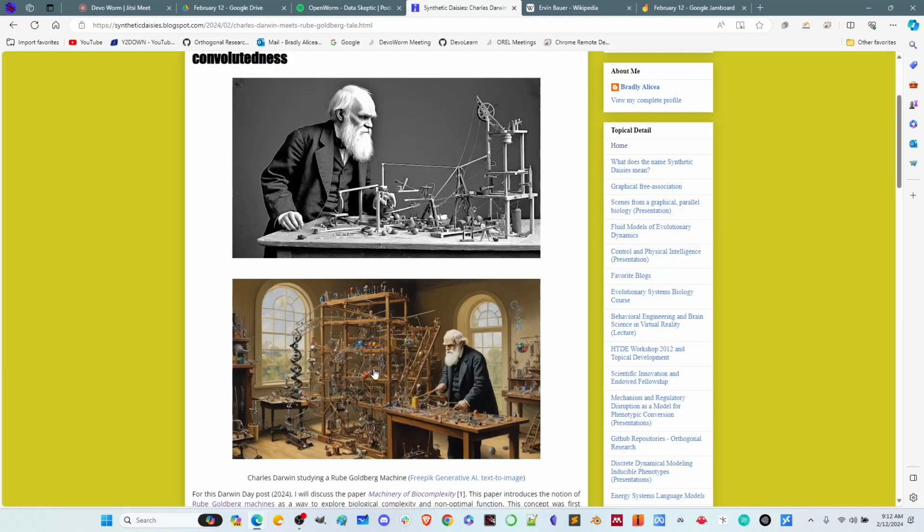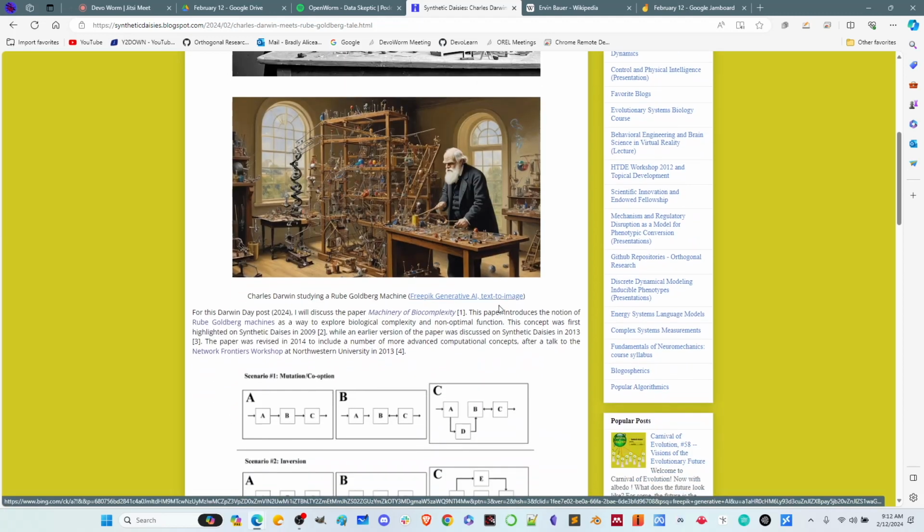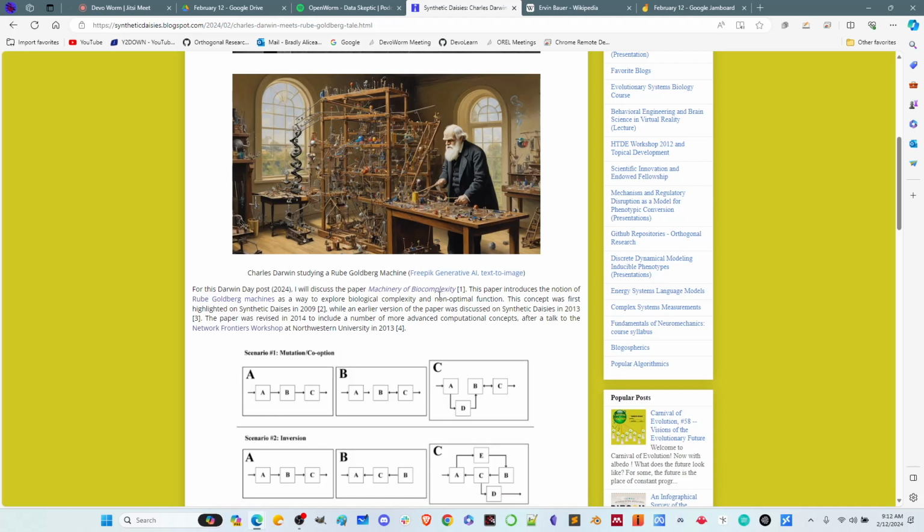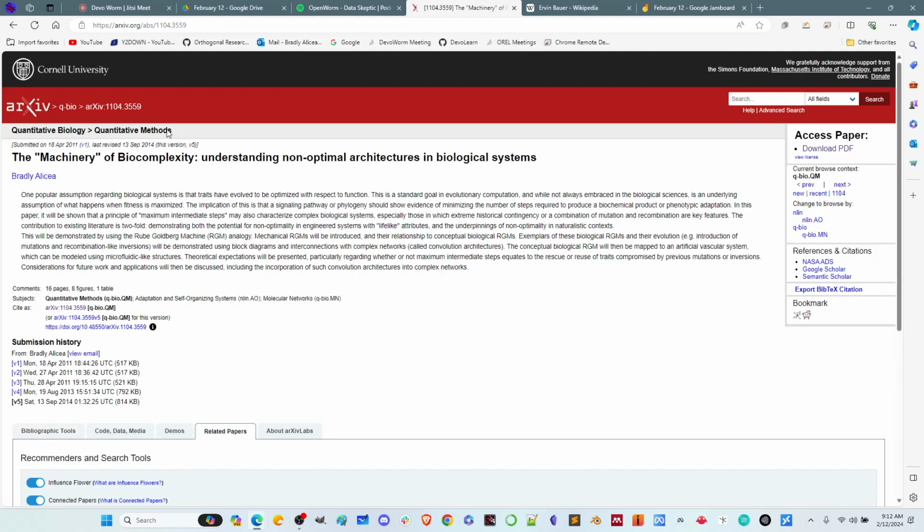And so this is another type of image that was generated. So in this post, I basically talk about this paper I wrote about, I think it was about 13 years ago now, the machinery of biocomplexity. And this is a paper where I use these models called biological Rube Goldberg machines, and I use them to model different processes and consider if this will explain the evolution of things that you see in nature that maybe aren't optimal, or that are maybe needlessly complex to perform a biological function. So I go through some of these possible biological Rube Goldberg machines and how they might work.